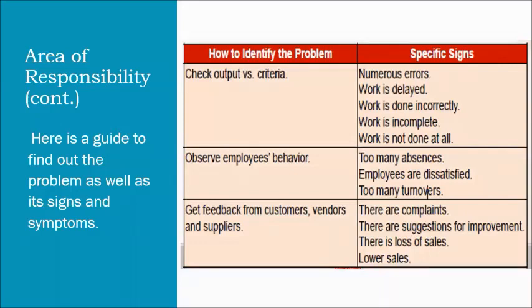Okay. So, meron ditong guide to find out the problem as well as its signs and symptoms. Okay? So, say for example, meron kayong problem sa output versus criteria. Ano yung mga signs? Say for example, nag-run kayo ng system nyo. Okay? At hindi to yung expected na na-generate na report. Okay? So, based doon sa signs, ang pwede yung mga signs na makakita doon ay maraming errors, delayed yung work, mali yung pagkakagawa ng task or ng work, incomplete yung na-generate na work, okay? At yung work ay hindi mismo nagawa. So definitely affected yung output ng system.